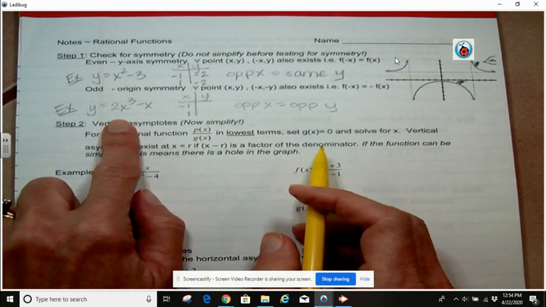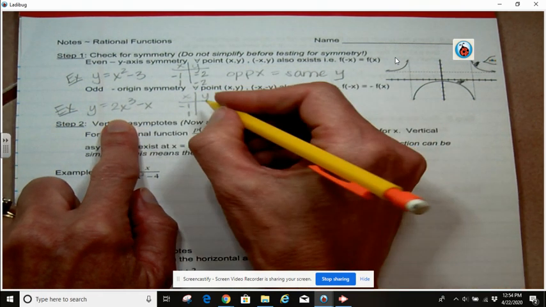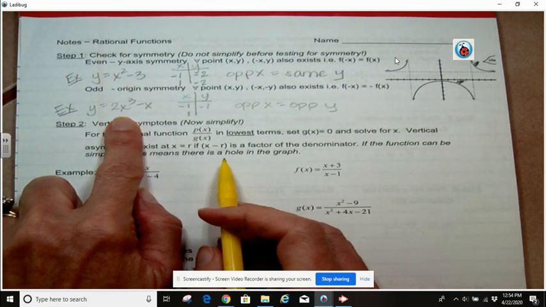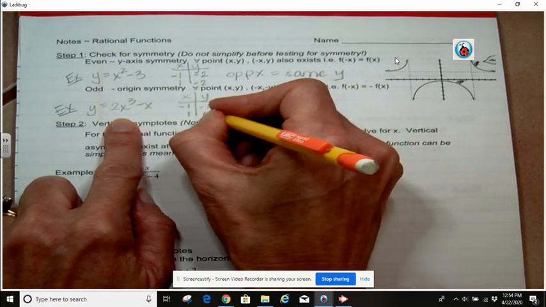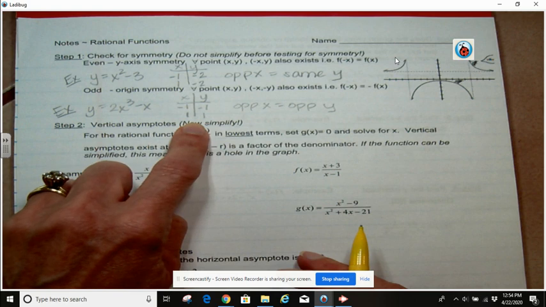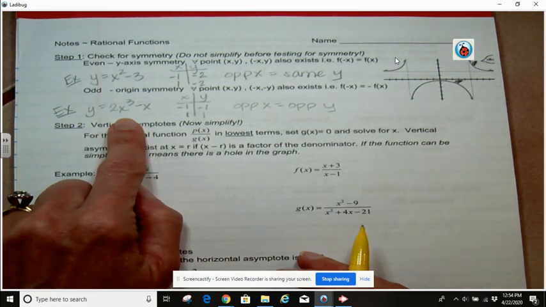If I substitute in -1, I'm going to get -1. If I substitute in +1, I'm going to get +1. So these opposite x's give me opposite y's, and so this graph would have origin symmetry.